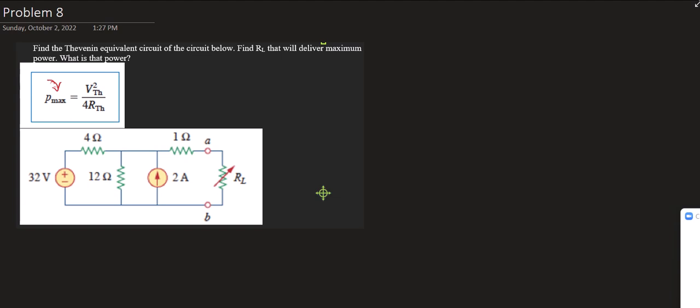And I'm looking at my notes from last year, and they are illegible at best. Okay, so let's start by doing a source transformation of the 32 volt and the 4 ohm. By this point, y'all should be pretty good at doing the source transformations. So that'll give us a current source and a resistor in parallel. And at this point, we're not interested in anything to the right of A and B. We are just trying to find the Thevenin equivalent of everything else.